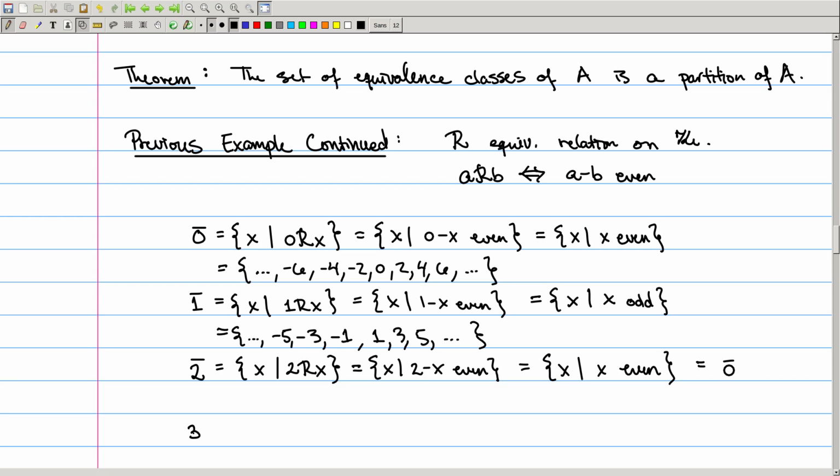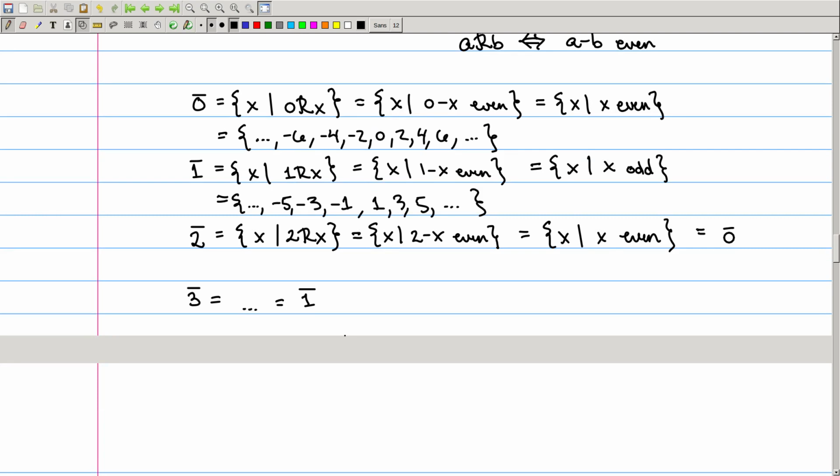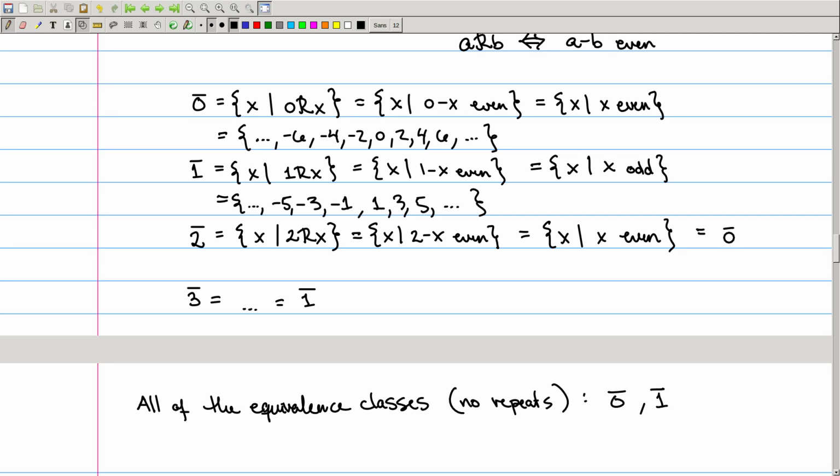Likewise, I can check out the equivalence class of 3, and with a little bit of work, I can show that's the same thing as the equivalence class of 1. And we end up with a sort of pattern here. I think you guys see, for all the odd numbers, the equivalence class of each odd number is going to be the same as the equivalence class of 1, and each even number is going to have the same equivalence class as the equivalence class of 0. So if I write down all of the equivalence classes without any repeats, I just have 0 bar and 1 bar.